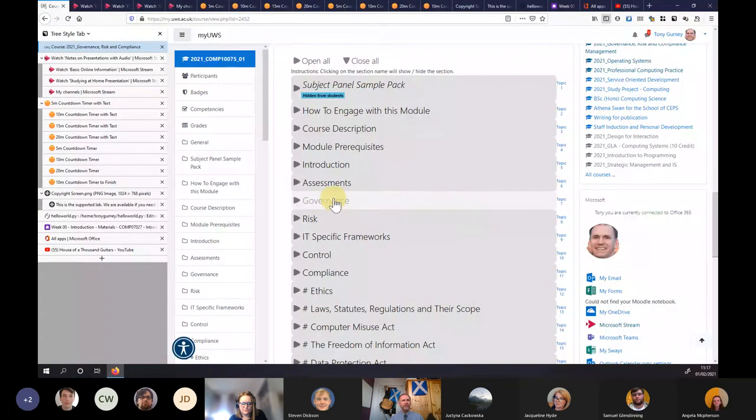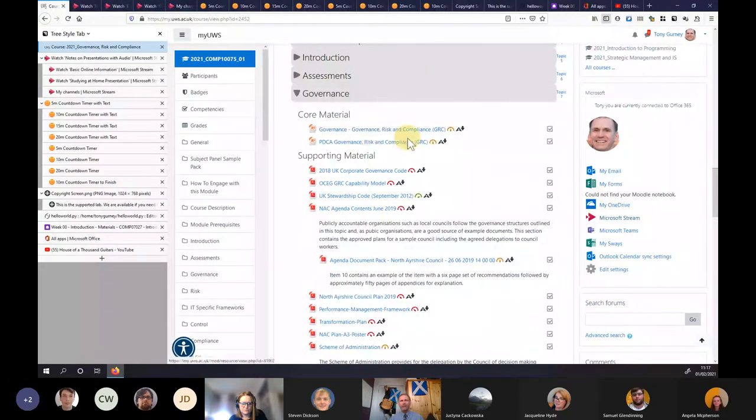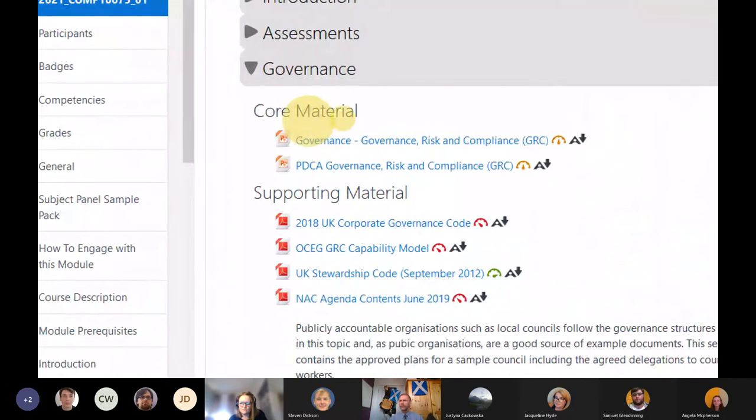So if I just go for this section at random, what you'll see is different headings. So there'll be things labelled core material. That's stuff that you need to do. So here it's the two lectures. It's stuff that we're going to do, it's stuff that you need to understand, it's stuff that you need to think about.